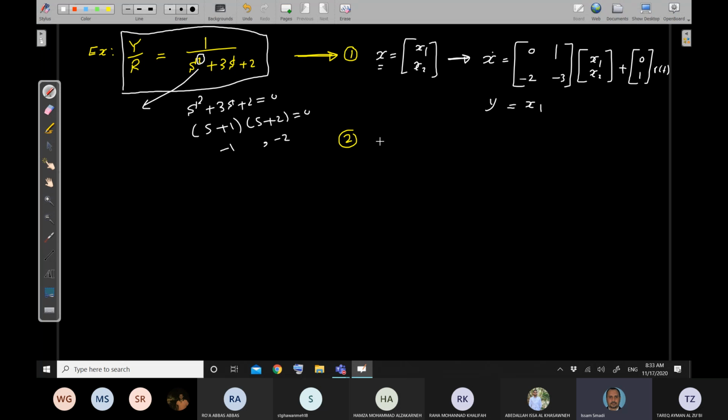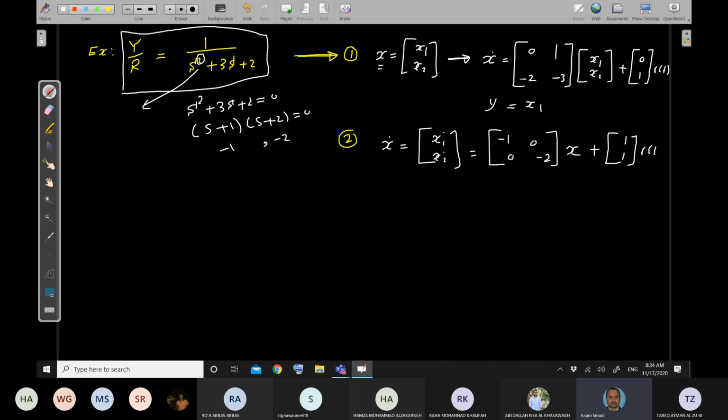So this means that x dot, which is x1 dot, x2 dot, will equal, because here I have distinct roots, this will be -1, this will be -2, 0 and 0, multiplied by x, plus for the input, I will have a direct input: an input in the first dynamic and in the second dynamic, r of t.